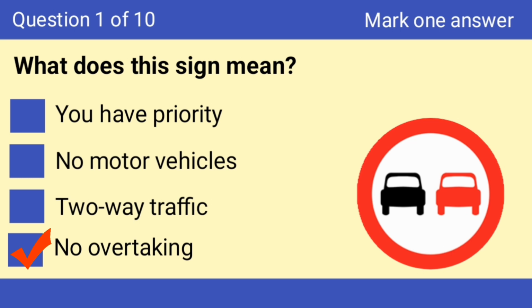The correct answer is no overtaking. Explanation. Road signs that prohibit overtaking are placed in locations where passing the vehicle in front is dangerous. If you see this sign, don't attempt to overtake. The sign is there for a reason. You must obey it.